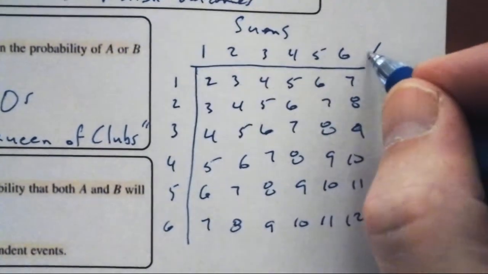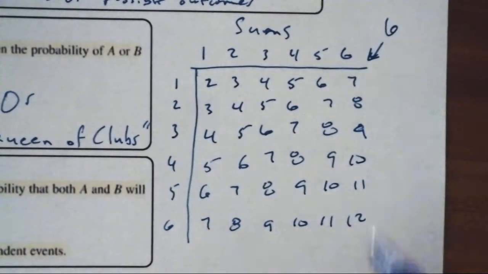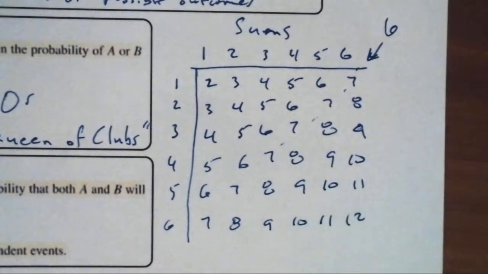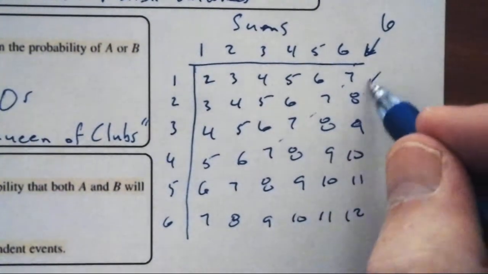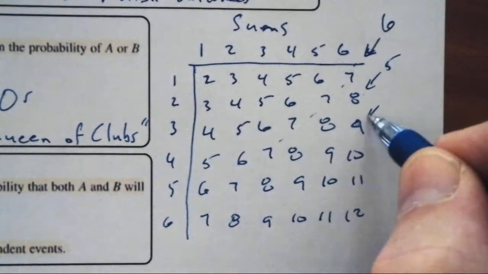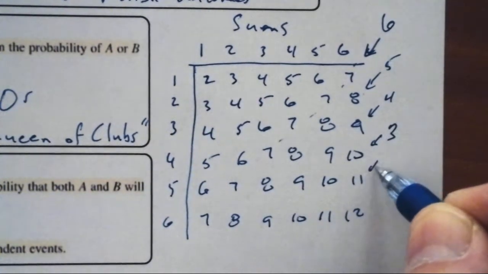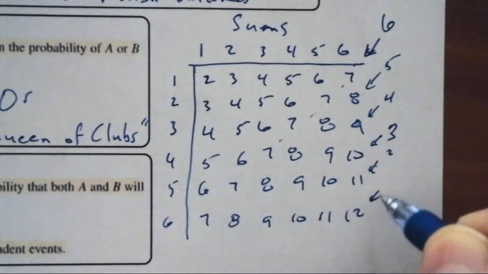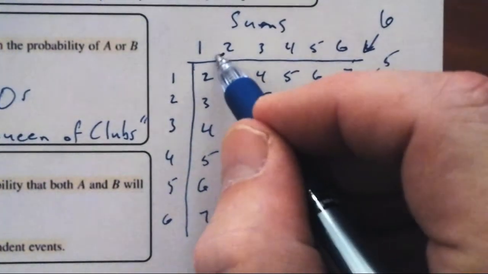Definitely worth noting this. There are 6 ways we can get, if you're looking down that diagonal, 7. That's the most likely. And each step away from 7 reduces by 1. It's also simple to understand, but worth noting, there's one way we can get a 12, and that's to get a 6 and a 6. And there's only one way we can get a 2.